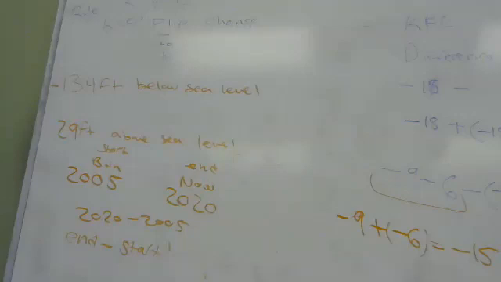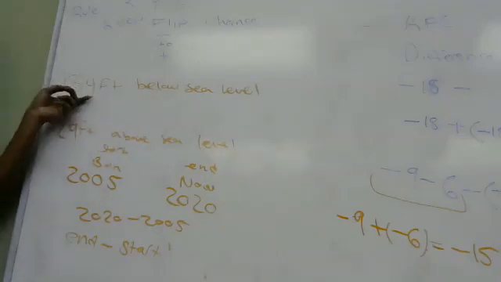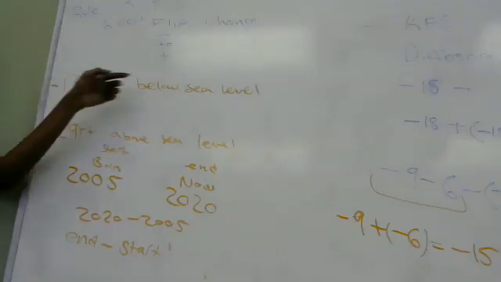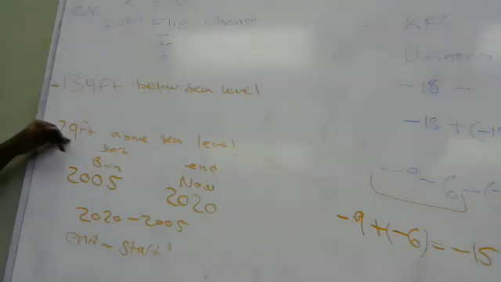Yes. So if I want to know the change in elevation, how am I going to subtract it? Subtraction. What am I subtracting? Negative 134 and 29. How am I subtracting it? Remember, we started with negative 134 feet. It was below sea level. We ended up at 29 feet above sea level.